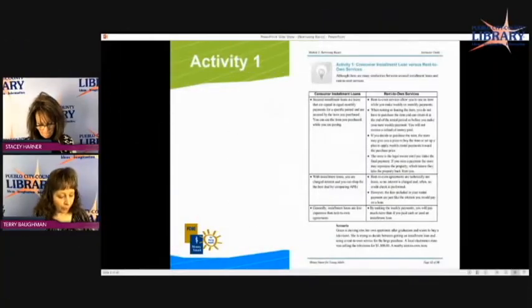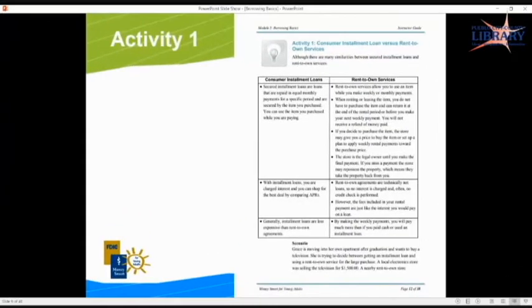Grace is moving into her own apartment after graduation and wants to buy a television. She is trying to decide between getting an installment loan and using a rent-to-own service for the larger purchase. A local electronics store was selling the television for $1,500. A nearby rent-to-own store advertised the same model for $55 every other week. After seeing the advertisement, Grace went to the rent-to-own store to get more details. The manager told Grace she would own the television in 52 payments over 2 years. Grace multiplied 55 times 52, and she got $2,860.